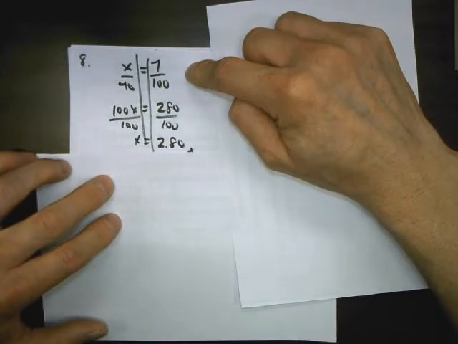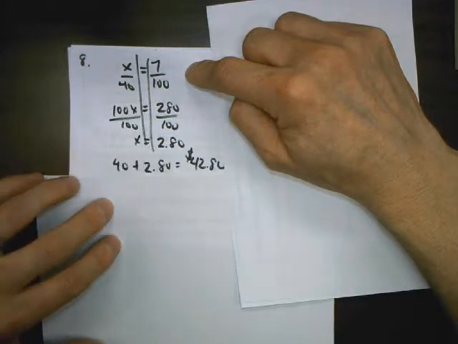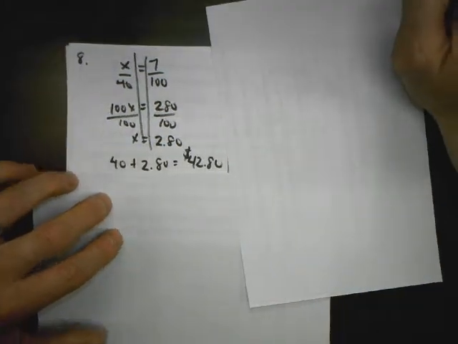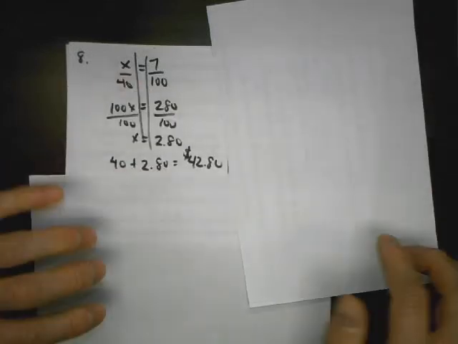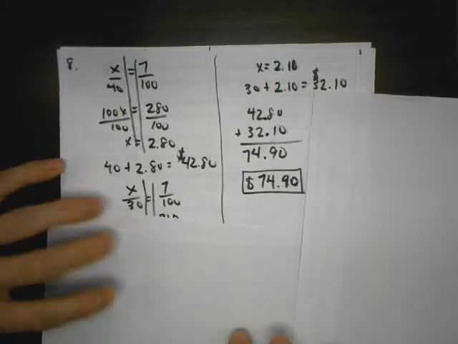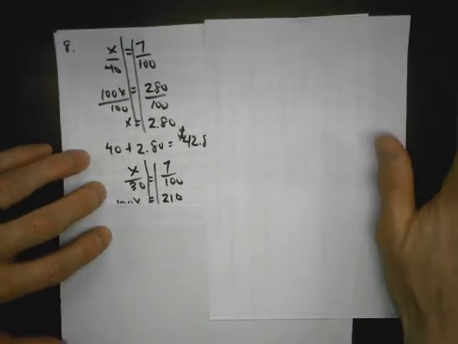So taxes add $2.80 onto that. So $40 plus $2.80 is $42.80. Now Junior spends $30, but there's 7% sales tax, so let's find 7% of what Junior did. Okay, so 7% of what Junior paid.